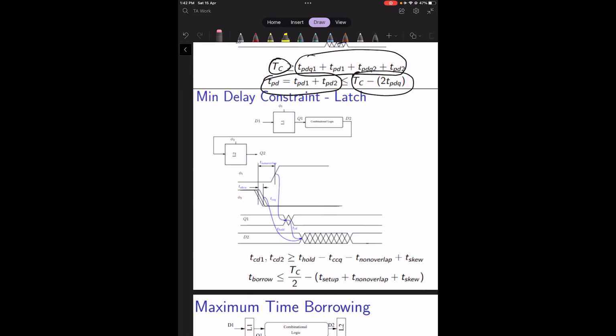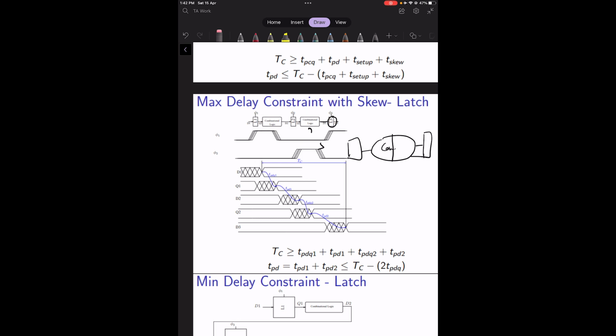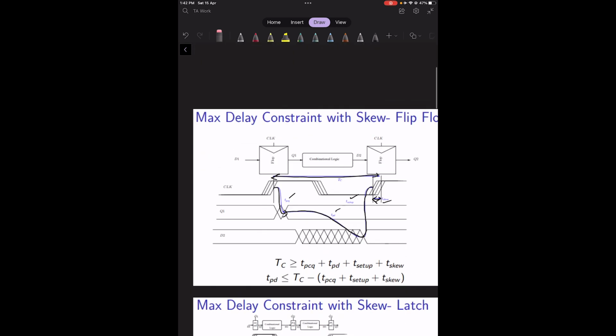There are constraints for latches, the constraints for the latch again, and finally the flip-flop constraints, right? So now let's jump into the assignment and look at the questions.